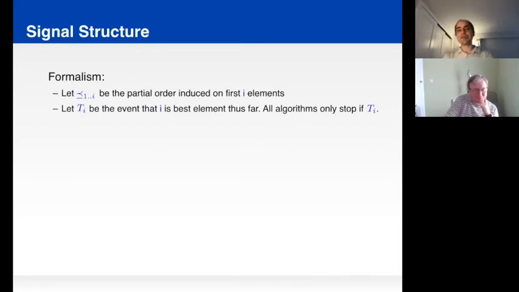I'm going to use just a squiggly less than to say this is the partial order induced on the first i elements. And I'm going to use T_i as this event that i is the best element so far. Because of course, you only stop if you are the best element so far. Your goal is to find the best overall. If you stop at any other time, you can do strictly better by not stopping then, right? Or at least as well.